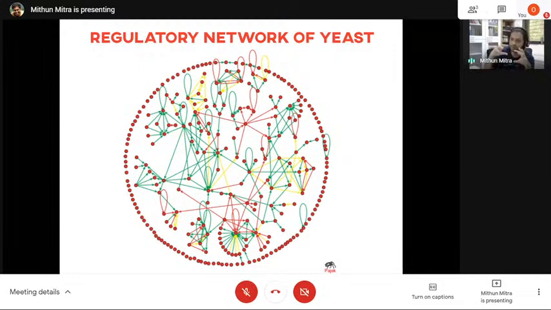I just wanted to give you a picture that, for this very simple organism such as yeast, here is what the regulatory network looks like, where you have multiple proteins which are talking to multiple other proteins, and these interactions drive the functioning of the yeast cell itself. Okay. So this is one example of a regulatory network, or one example of a network in biology.